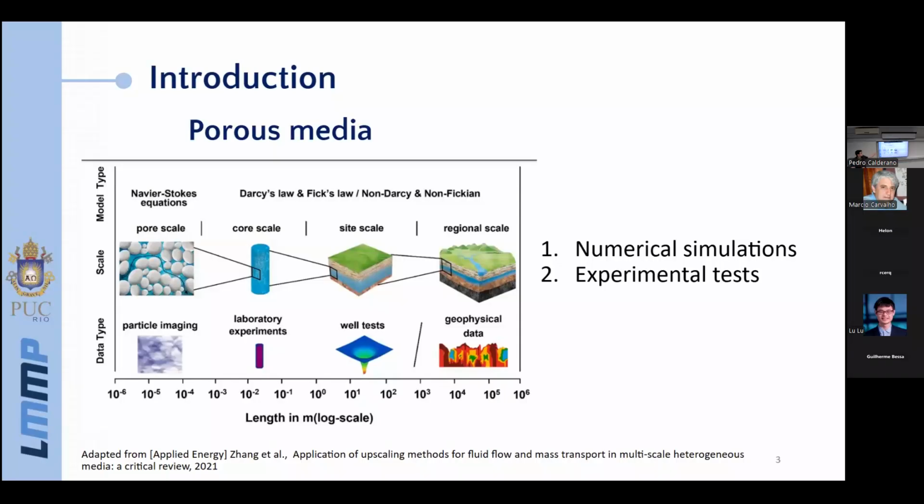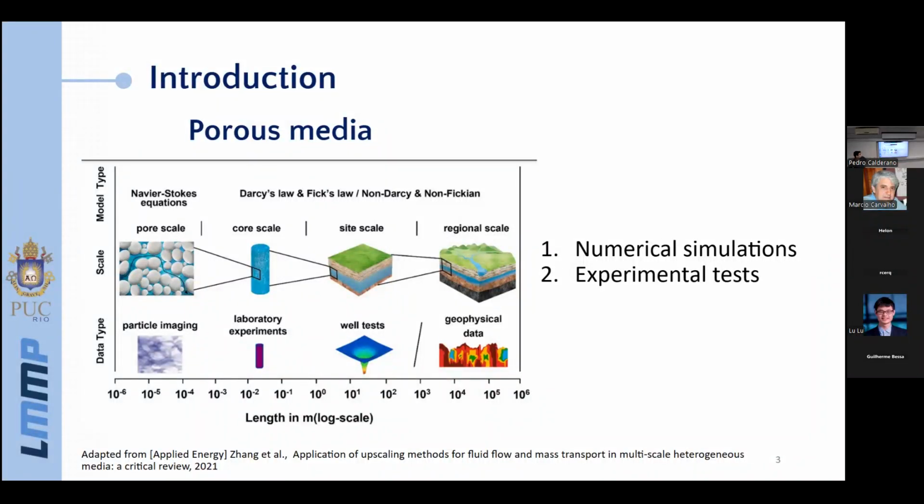Speaking of scales, the lowest scale is the pore scale, where the flow phenomena happen. We consider detailed equations such as the Navier-Stokes equations, and we could even add more terms of surface forces that appear in the porous media. As we go up in scale, we need to consider more general equations such as Darcy's law. And the coefficients and the properties of the porous media are what will be used in Darcy's law.